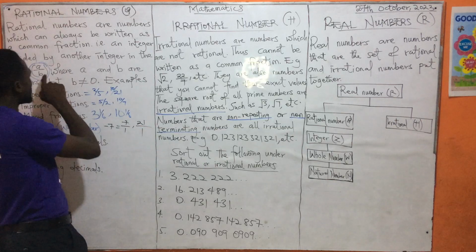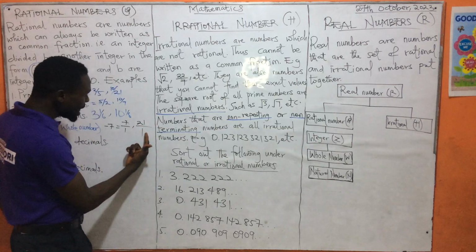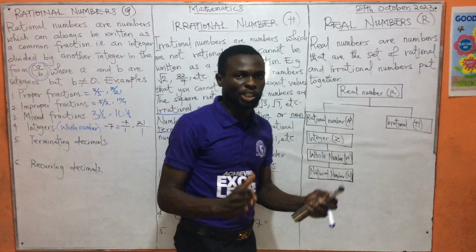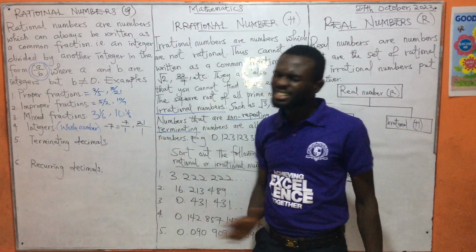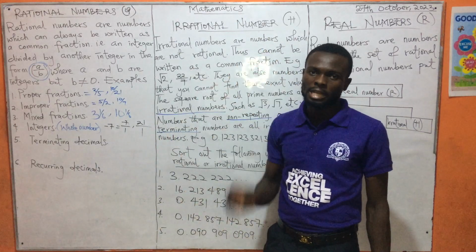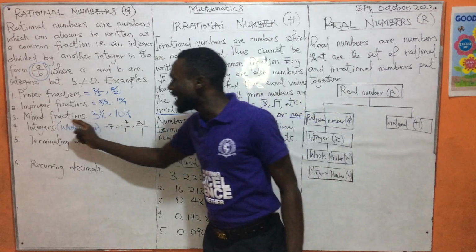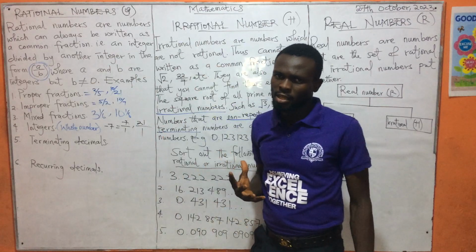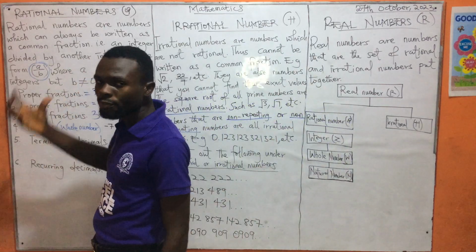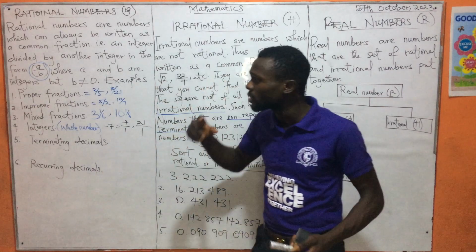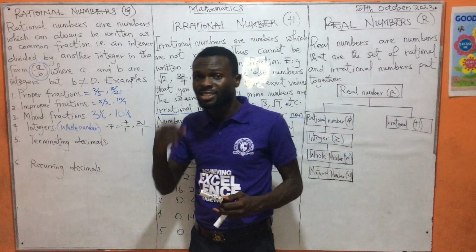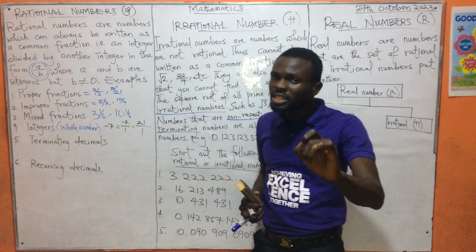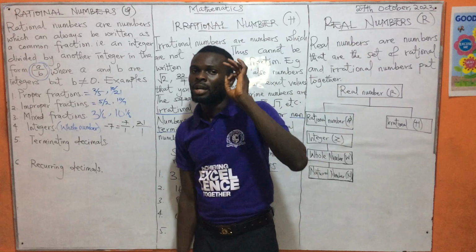Since it has taken the form of a over b, where b is not 0, then this number is a rational number. So all integers are rational numbers because every whole number is over 1. So we've mentioned some examples of rational numbers. We said proper fractions, improper fractions, mixed fractions, integers. Let's take very good note of that. Integers are positive and negative whole numbers.